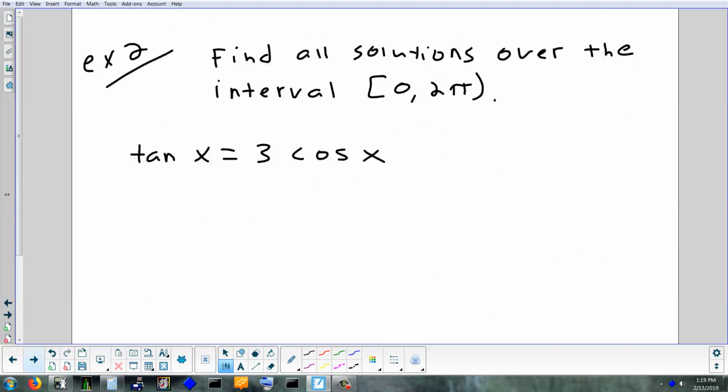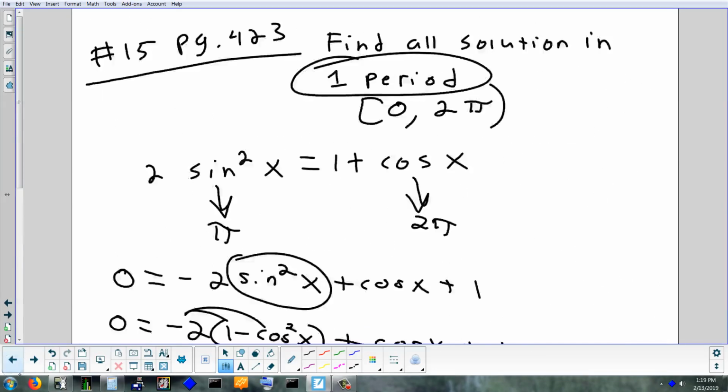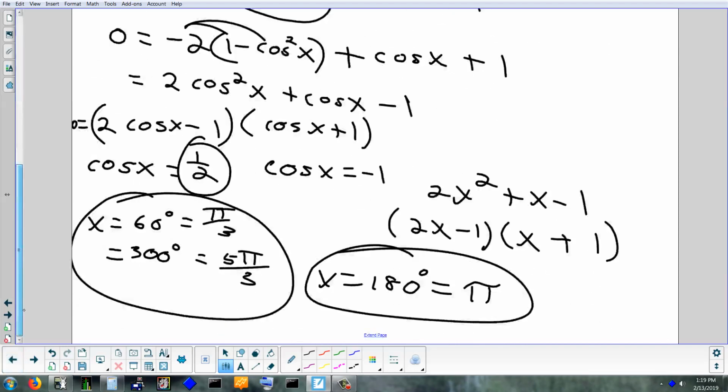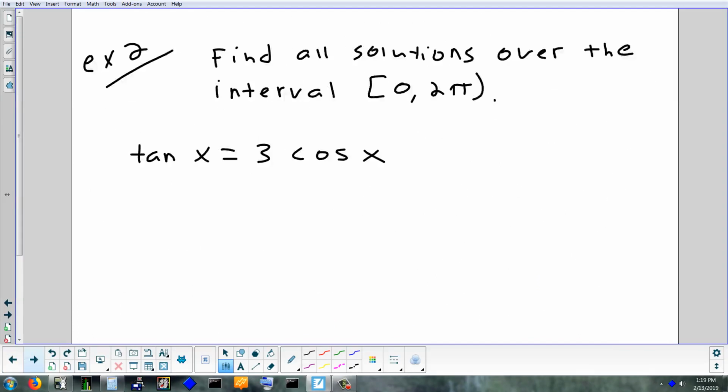Okay, let's try this one. Find all solutions, and this time they were nice, they just said 0 to 2 pi. Now, technically on the last problem, I should have gone back and made sure all my answers are where they should have been, between 0 and 360. They all were. If I got one that wasn't, I would have just crossed it out. But I didn't. Okay? So those were all correct. So let's make sure we do that on this one. We're going to check for answers between 0 and 2 pi.